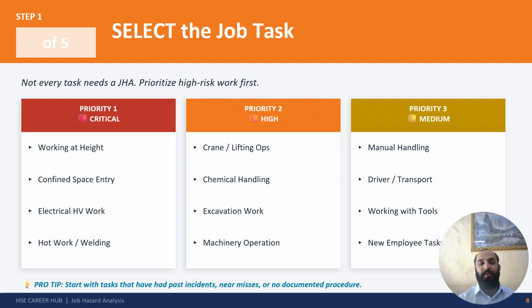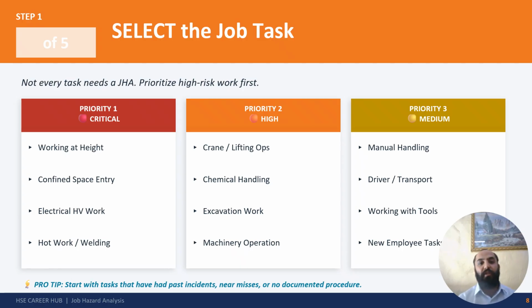Step 1. Select the task. Now here is the reality. On day 1, as an HSE officer on a large site, like initially on the first day of your visit on site, you cannot do a JHA for every single activity. There might be 50 different tasks happening simultaneously. So where do you start?